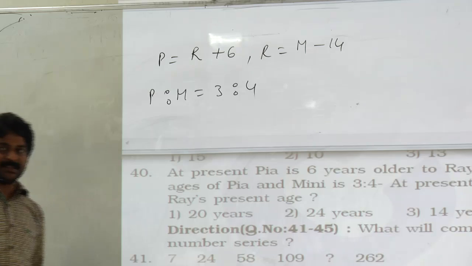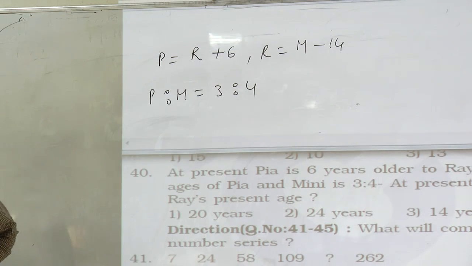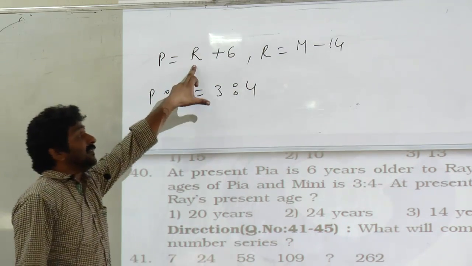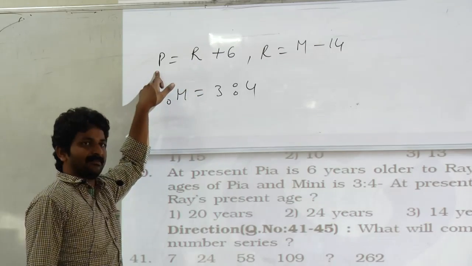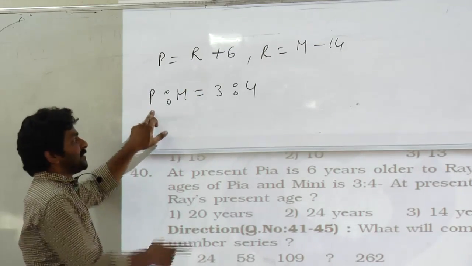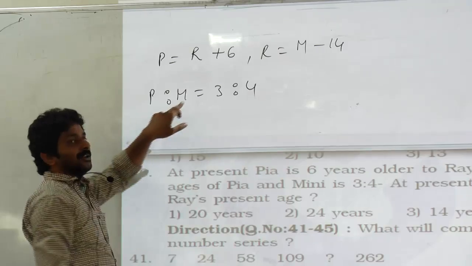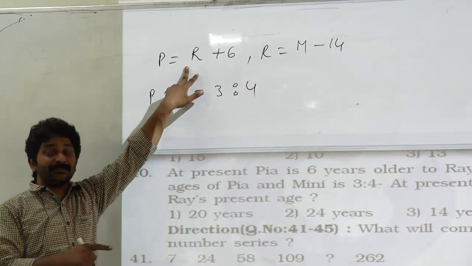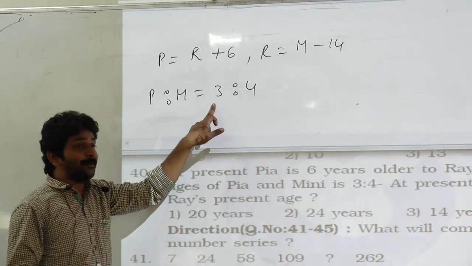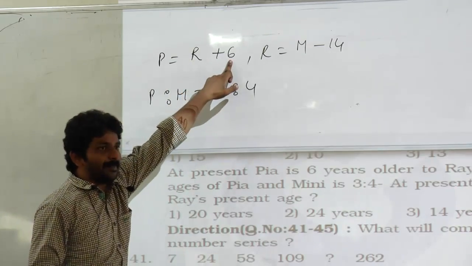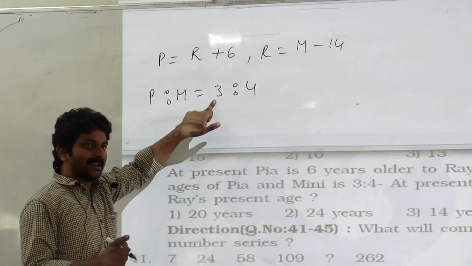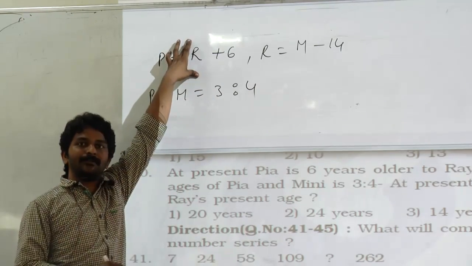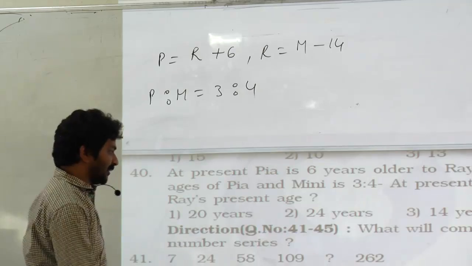What is Ray's age? You asked about Ray's age. When you add 6 years to Ray's age, you will get Pi's age. What is Pi's age from the ratio? 3 parts. So, to Ray's age, if you add 6 years, that should be a multiple of 3. So, Ray's age should be a multiple of 3. How many 3 multiples are there?